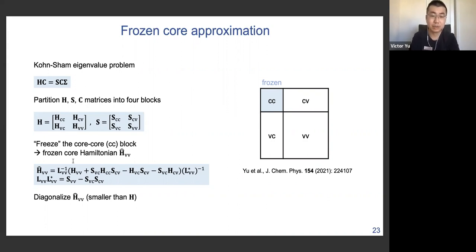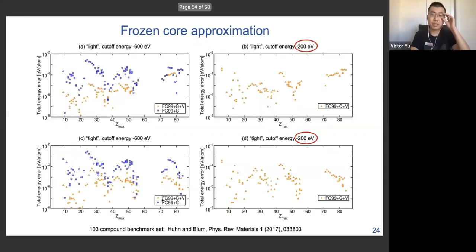And we use a transformation to transform the matrix to a valence-only Hamiltonian, which is the frozen core Hamiltonian. It looks like this. Then we only diagonalize the frozen core Hamiltonian. The dimension of this frozen core Hamiltonian is smaller than the full matrix, which means that we can save time, and hopefully we get the same accuracy, which is true.